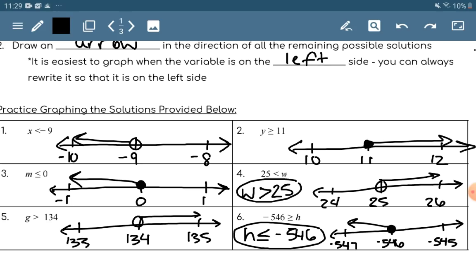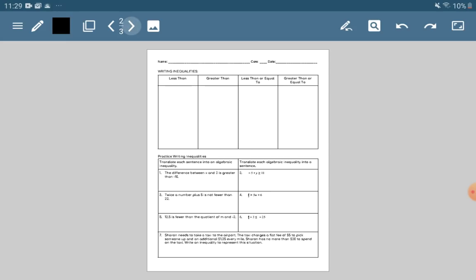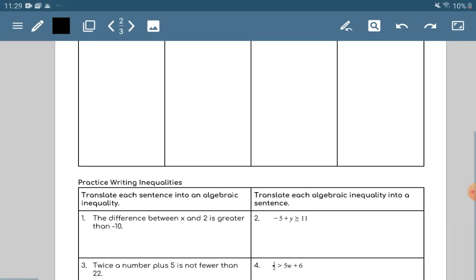If you have any questions about graphing inequalities, please pause here, check in with your teacher, ask any questions. If not, go ahead and flip to the back. And we're going to talk about writing inequalities.